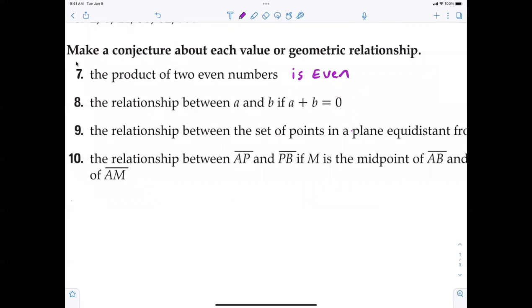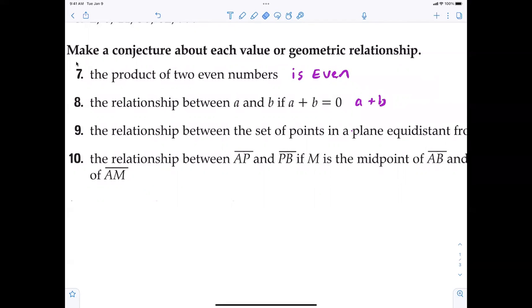All right. What's the relationship between A and B if A plus B is equal to 0? Say it. A and B has to be 0. All right. So that's her conjecture. A and B are 0. Now the question is, does that have to be true? No, it doesn't.